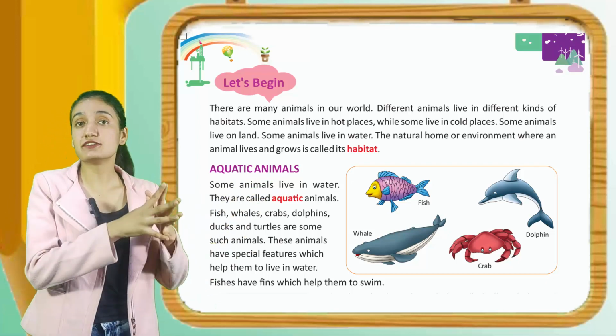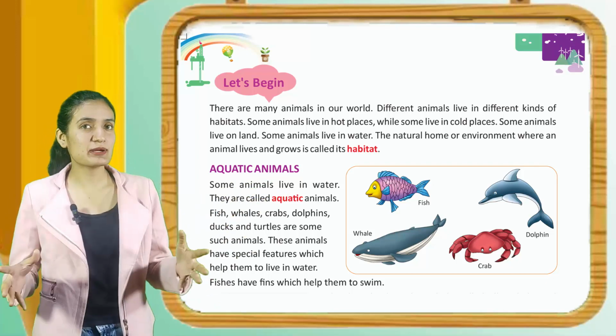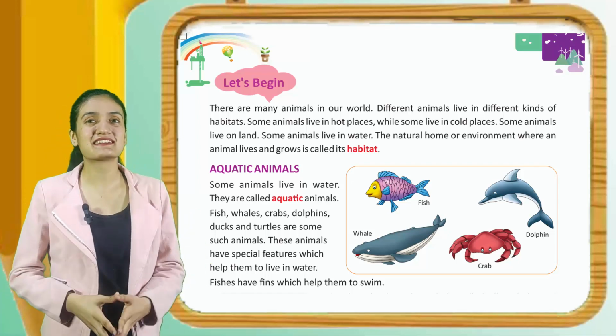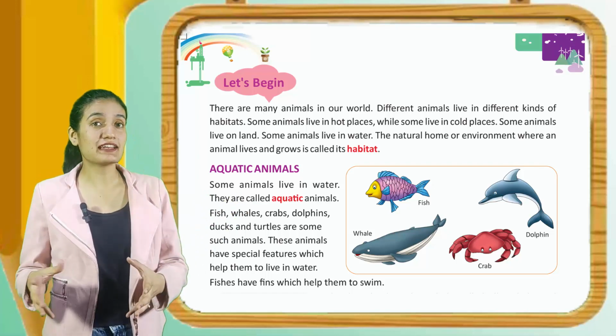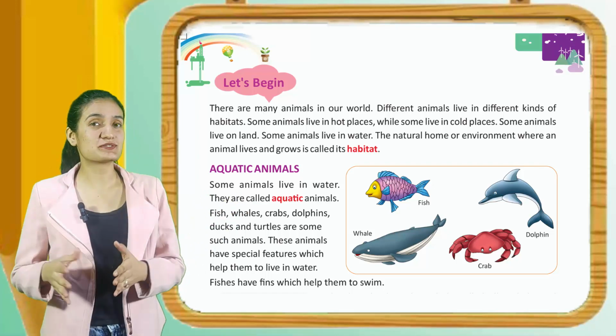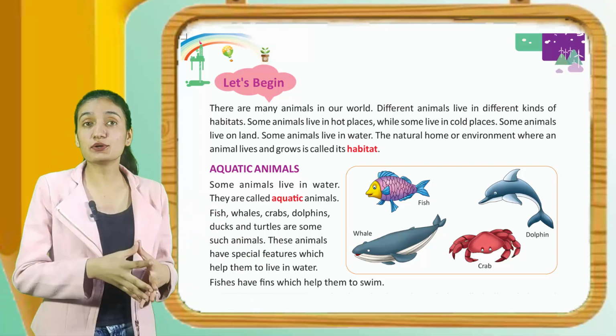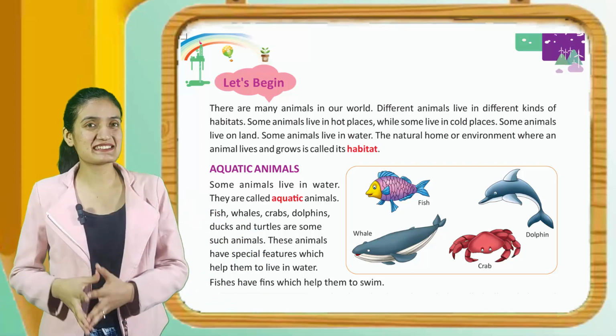Different animals live in different kinds of habitats. Some animals live in hot places, while some live in cold places. Some animals live on land. Some animals live in water. The natural home or environment where an animal lives and grows is called its habitat.